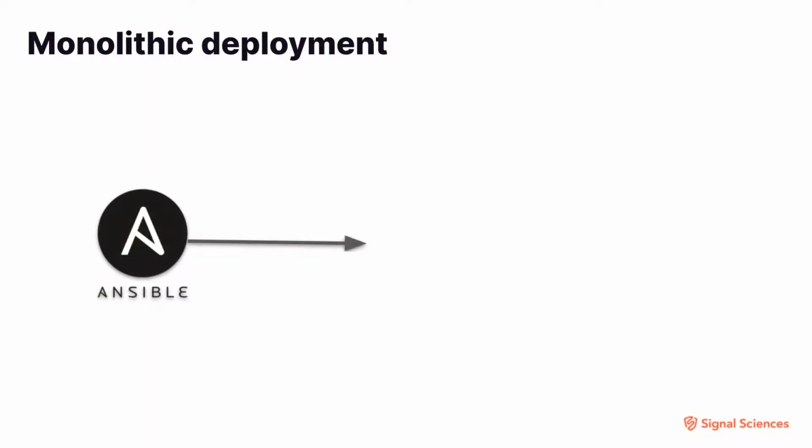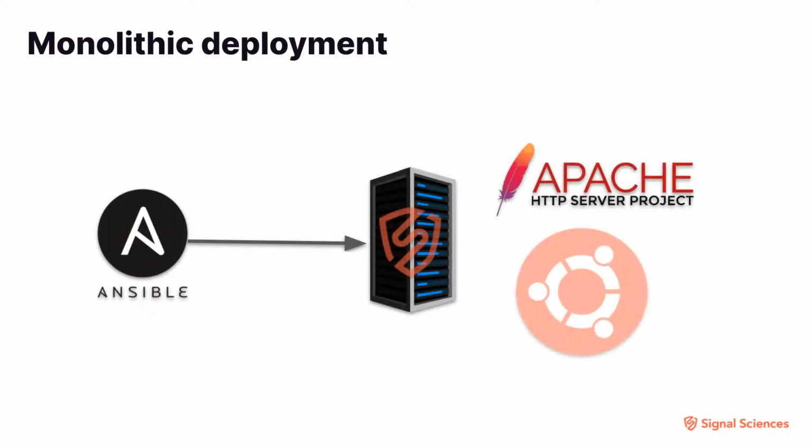Now I'll be going into the demo section of the presentation. I have two examples for you today. The first example is how we deploy Signal Sciences in a traditional monolithic environment. Here we're going to use an Apache HTTP server running on Ubuntu, and we're going to leverage a configuration management tool such as Ansible to deploy Signal Sciences within a matter of minutes.